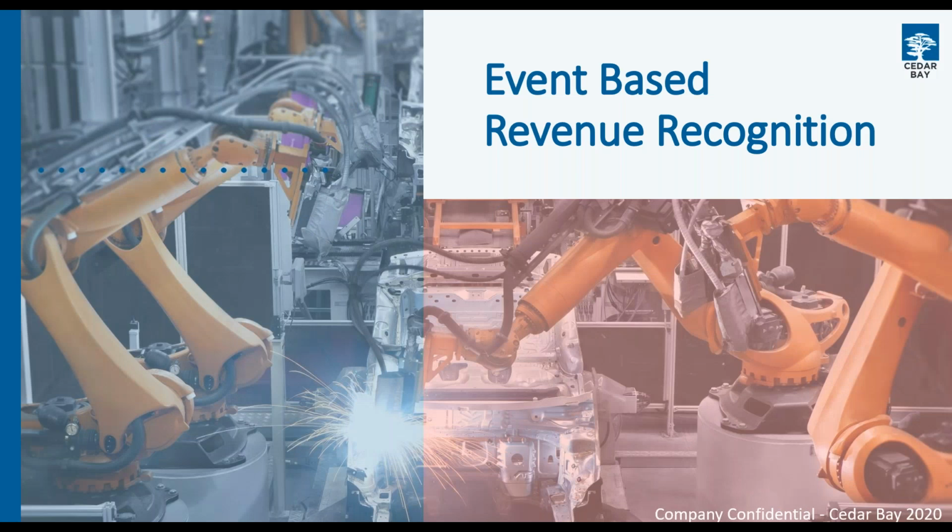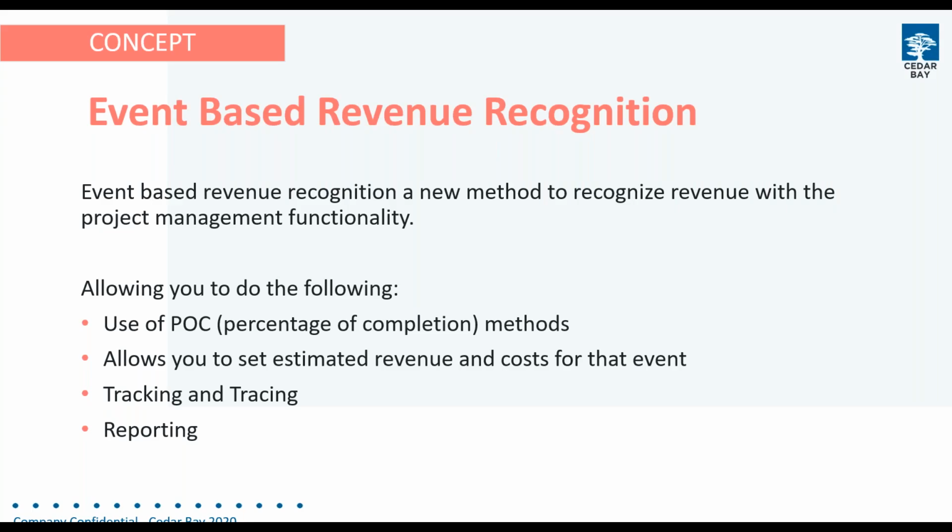The first thing we're going to start with is event-based revenue recognition. Event-based revenue recognition is a new way to recognize revenue within the project. An event itself could be anything a business would like it to be, whether it's a task, an assignment related to a sub-project. It allows you to set a number of parameters. For example, it allows you to set POC, which is the percentage of completion method, to either manual or actual costs.